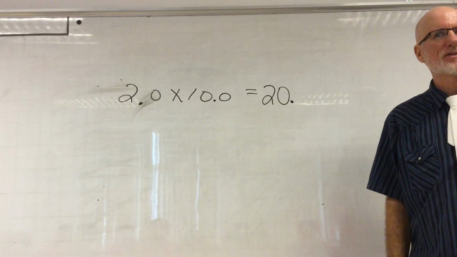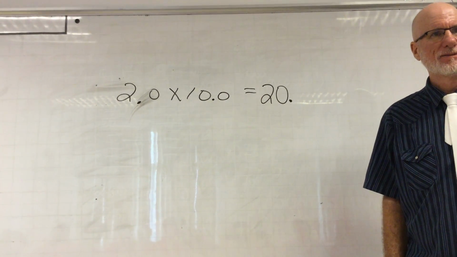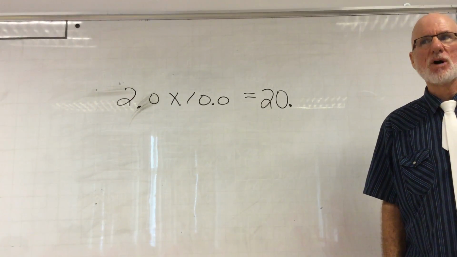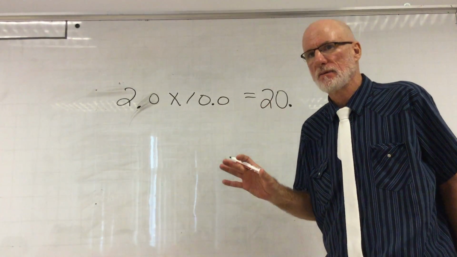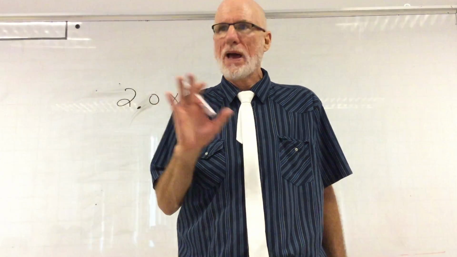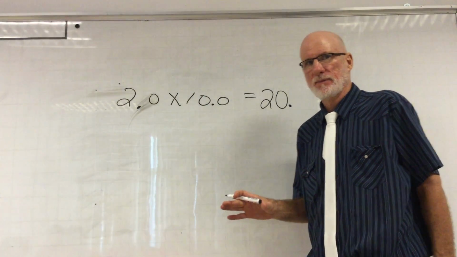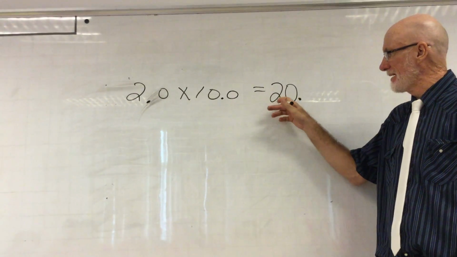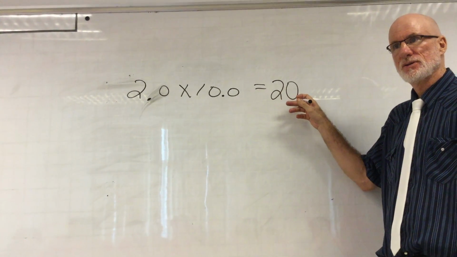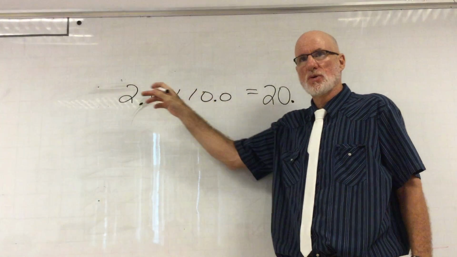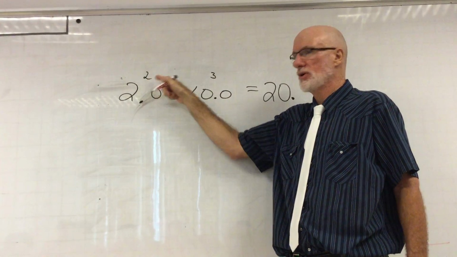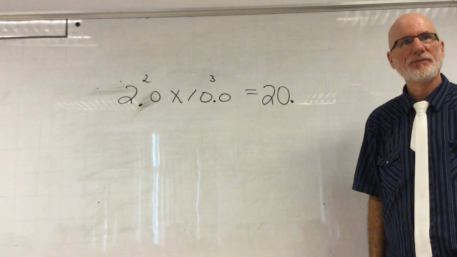The rule is this. Listen carefully. When multiplying or dividing, your answer must have the same number of significant figures as the measurement with the fewer number. This has 2, this has 3, 2 is fewer than 3, I must have 2.